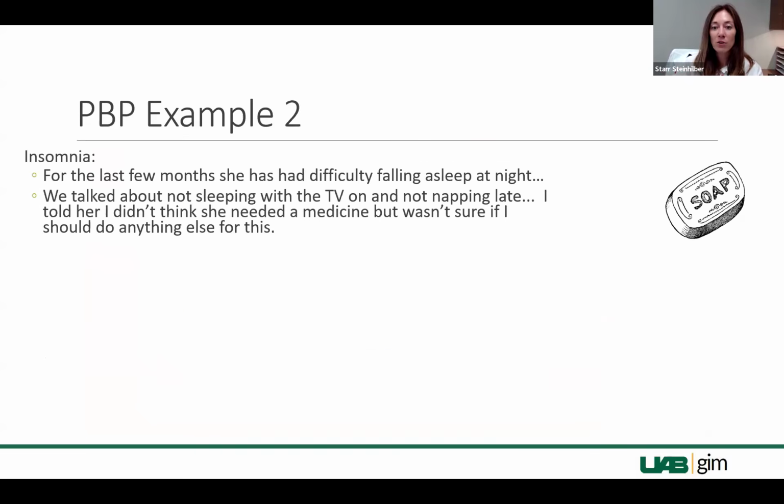And then for her, they would say, okay, for the insomnia, for the last few months, she's had difficulty falling asleep at night. She leaves the TV on. Her bed partner is restless, whatever the subjective may be. And then we talked about not sleeping with the TV on, not napping late, and that's really your plan, right? So in this one, there's not a physical exam. There could be if it was snoring or neck circumference or something, but not everything has to have all of the subjective, objective, assessment and plan. So sometimes, specifically objective, there may not be a physical exam that goes with a complaint in clinic.